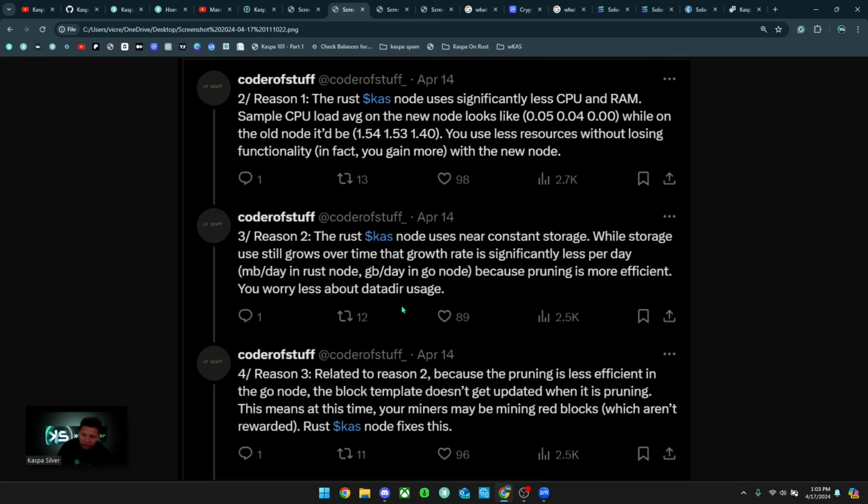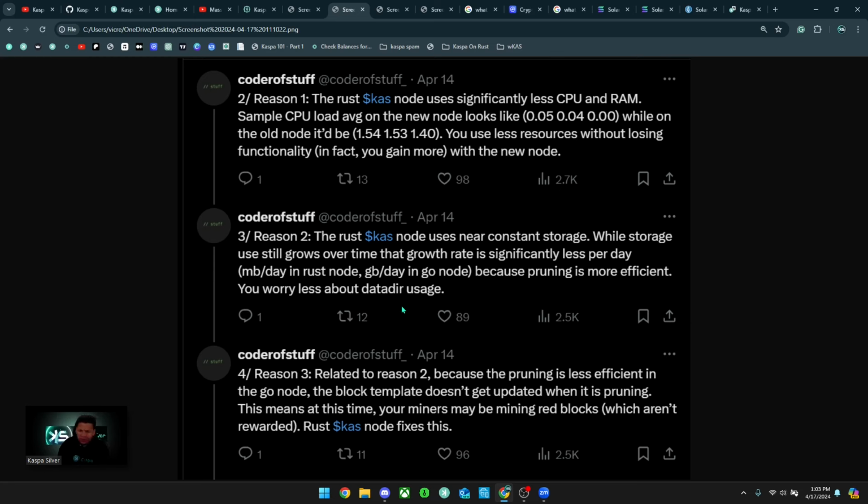Reason 3, related to reason 2: because the pruning is less efficient in the Go node, the block template doesn't get updated when it is pruning. This means at this time, your miners may be mining red blocks, which aren't rewarded. The Rust Kaspa node fixes this, and that's actually pretty significant. The Rust node will allow miners to ensure they are mining acceptable blocks and that they're not mining false blocks or red blocks, which therefore they don't get rewarded for.